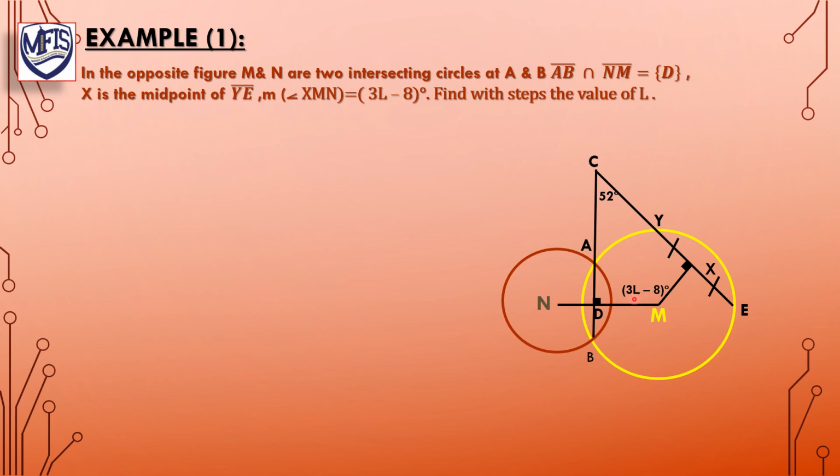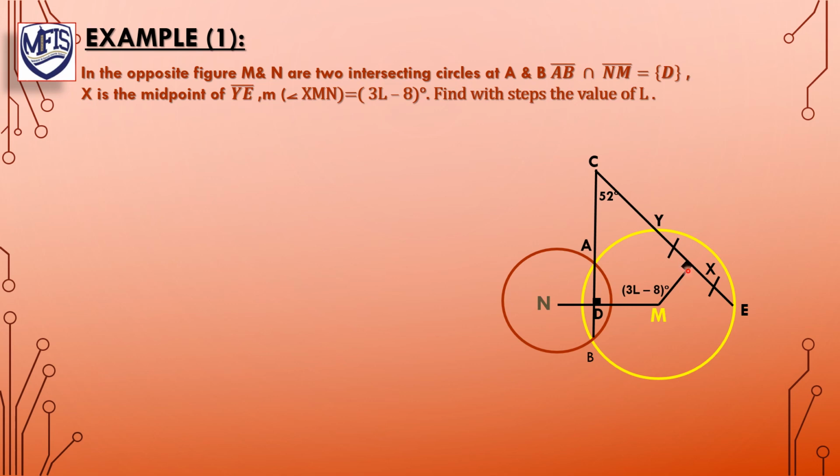How to find the value of L with this expression? If I know the measure of angle M, I will solve the expression and find the value of L. Now, here I have two circles intersecting. AB is a common chord and MN is perpendicular to this chord. The line of centers is perpendicular to the common chord. Then measure of angle ADM equals 90. Look at point X. Point X here is the midpoint of the chord YE in circle M. So MX is perpendicular to this chord.